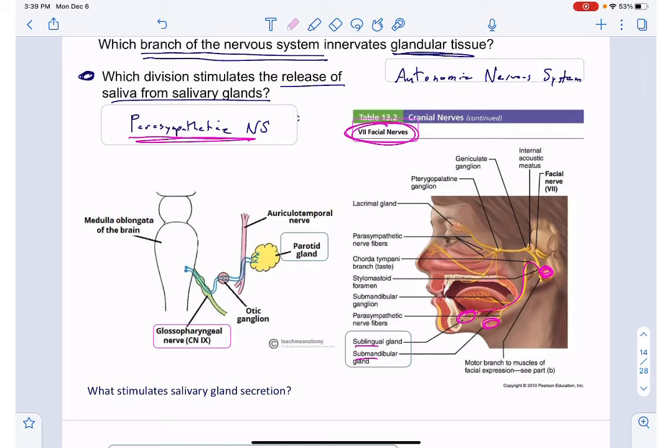Then we also have cranial nerve 9, which is the glossopharyngeal nerve. So parasympathetic neurons are going to travel through the glossopharyngeal nerve and stimulate salivary release from the parotid gland.